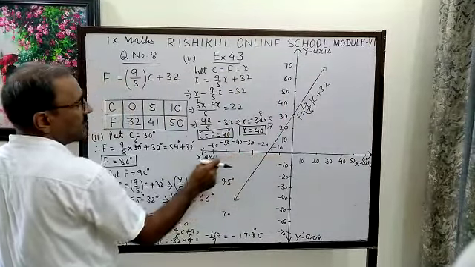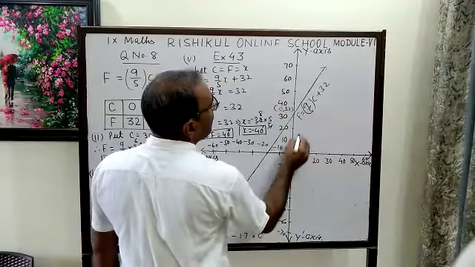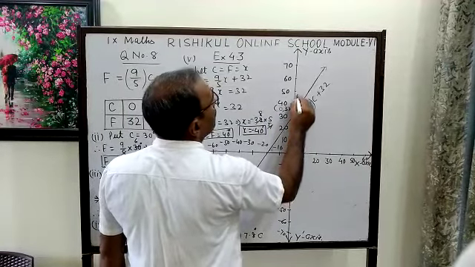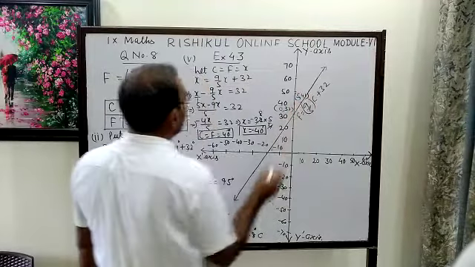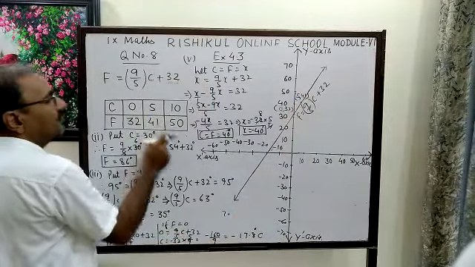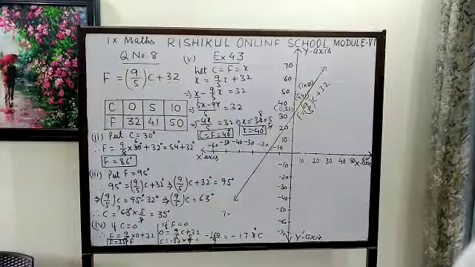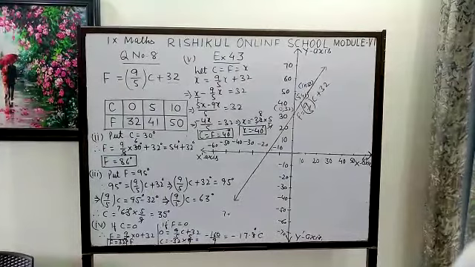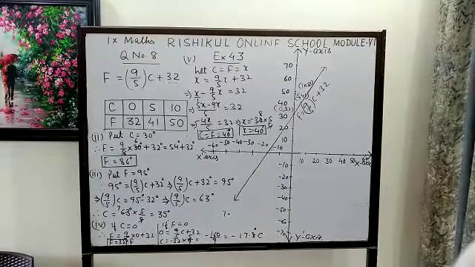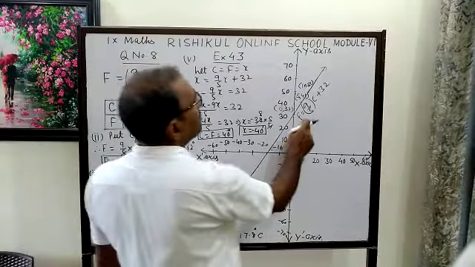Second, (5, 41): 5 here, 41 here. Then (10, 50): 10 here, 50 here. And if you join these three points, you get a straight line. Clear? So this is the graph of the equation F = (9/5)C + 32. Your first part is complete.